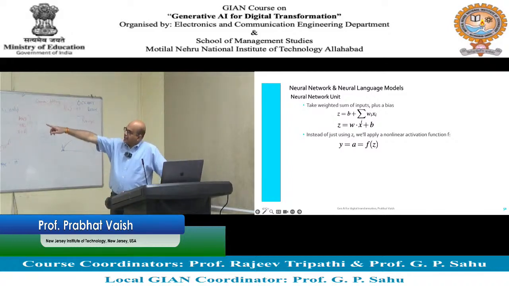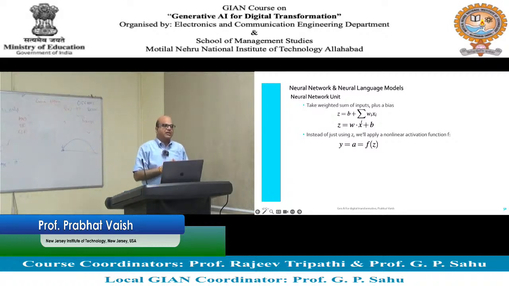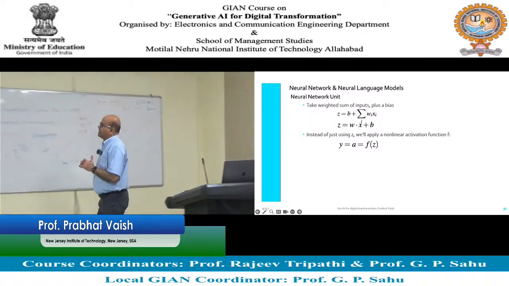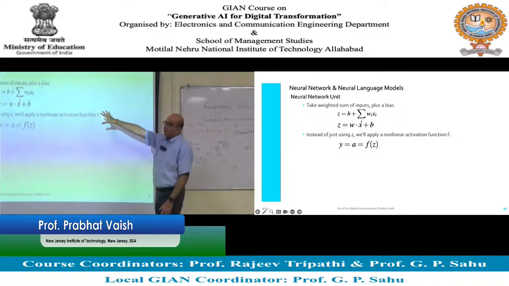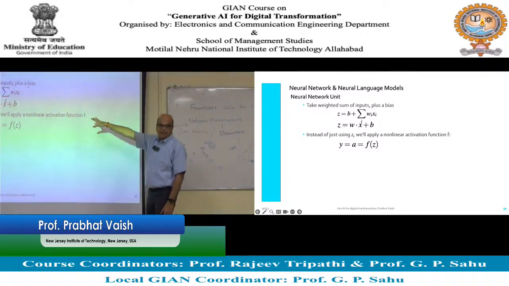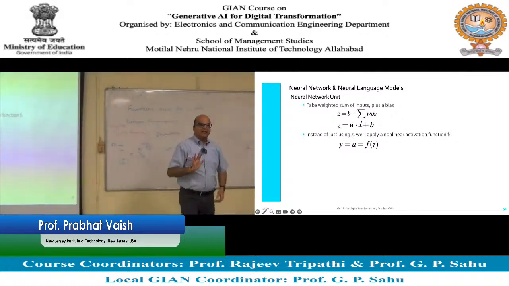Rather than using that summation function Z, we are going to use a nonlinear function F so that we can compress the output into the desired range. Is that clear? So, in a way, you can describe the entire mathematics of a neuron in this statement or this equation. Is that part clear?